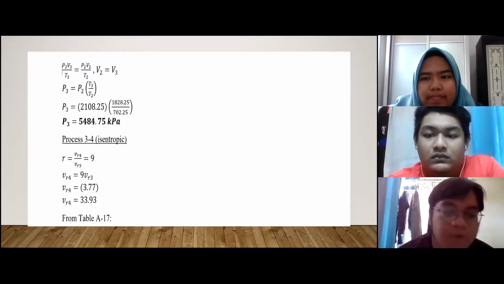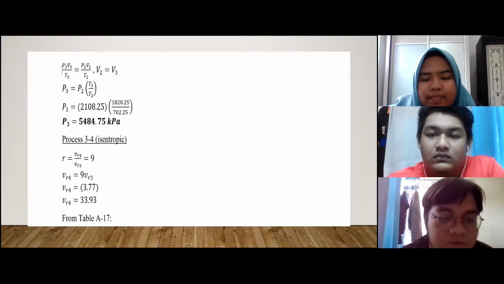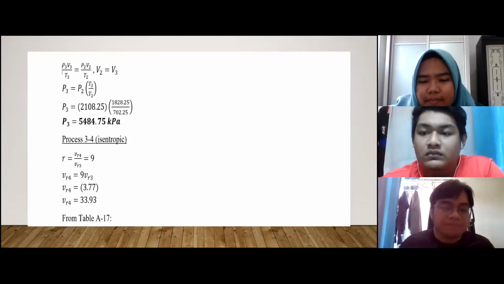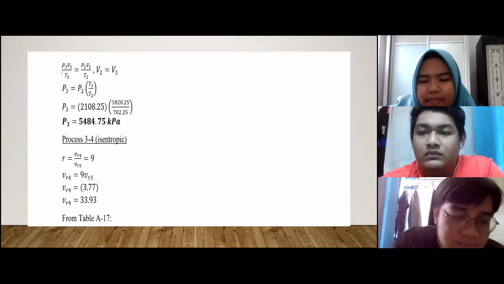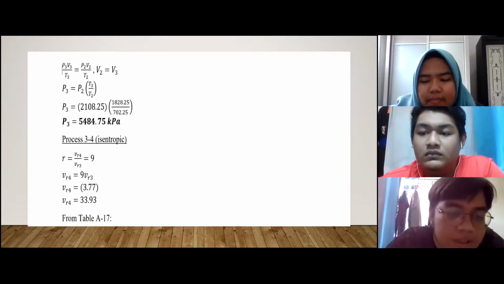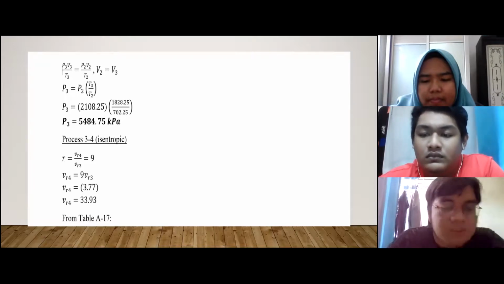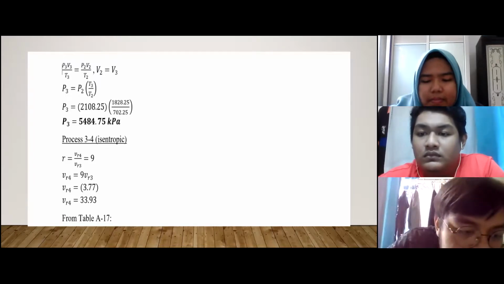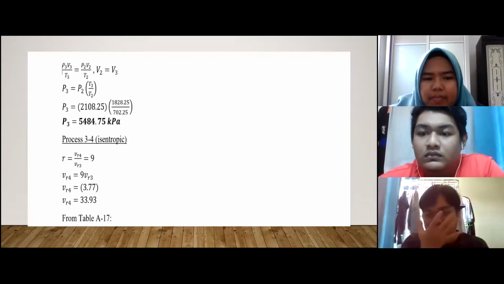For the next process, process 3 to 4, which is isentropic, we know that R equals 9. So VR4 over VR3 equals 9. We move VR3 to the right, and we get VR4 equals 33.93. So next.